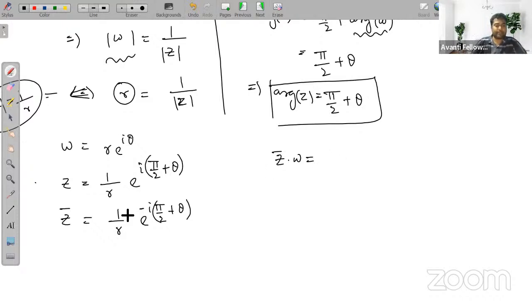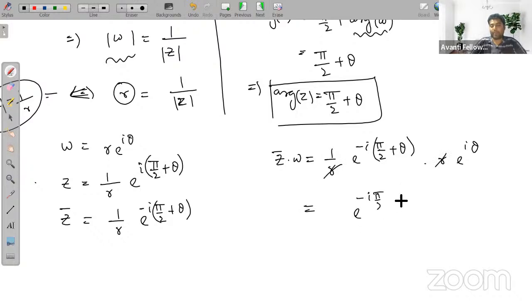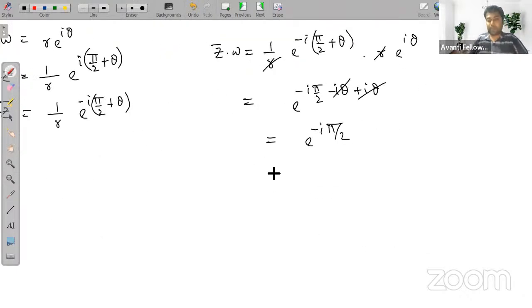Z bar is 1 upon r into e to the power minus i into pi by 2 plus theta, into omega, which is r into e to the power i theta. So r will be cancelled out here. So finally what I am having is minus i into pi by 2 minus i theta plus i theta. So i theta will be cancelled out. So this will be e to the power minus i pi by 2. So again it can be expressed in polar form.